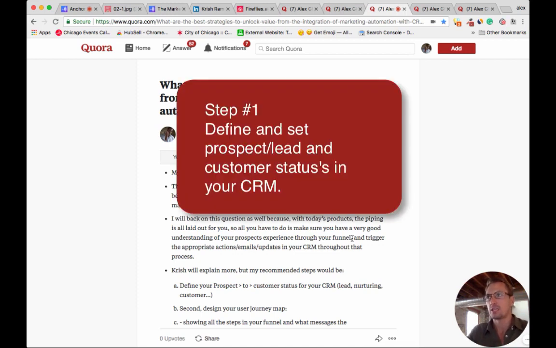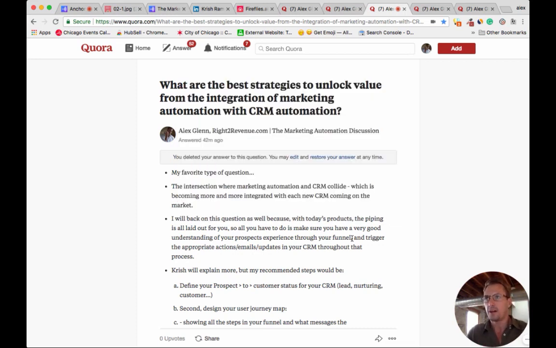Now, the first thing you want to do is define your prospect to customer statuses in your CRM. So what is a lead? What is a prospect? What does nurturing mean? What does a customer mean? These can change. You can customize these to fit your company's situation and your prospect flow. So define those, put them into a sheet, put them somewhere where everybody knows what each one of those means. That's the sales nomenclature doc, whatever you want to call it.